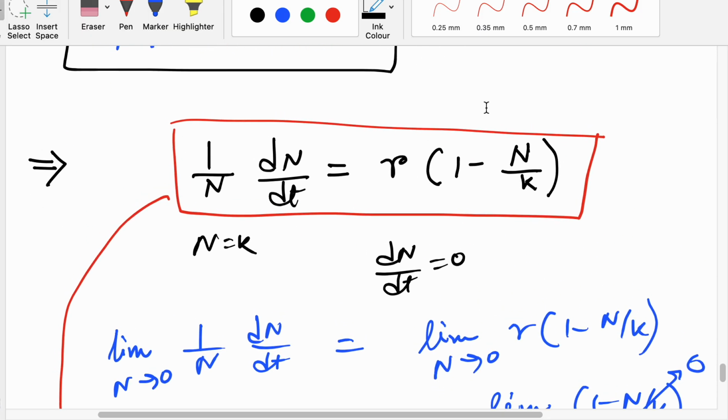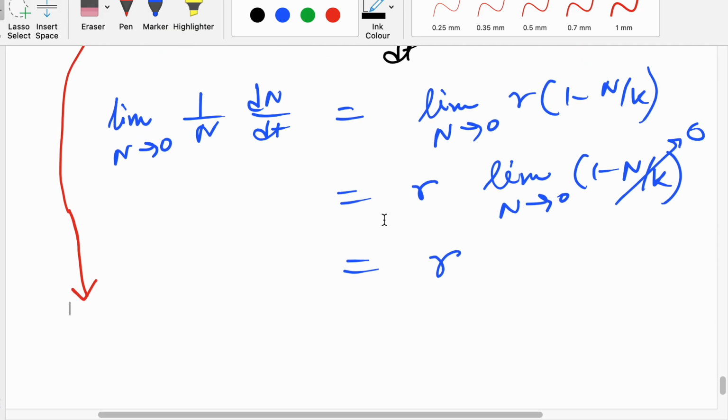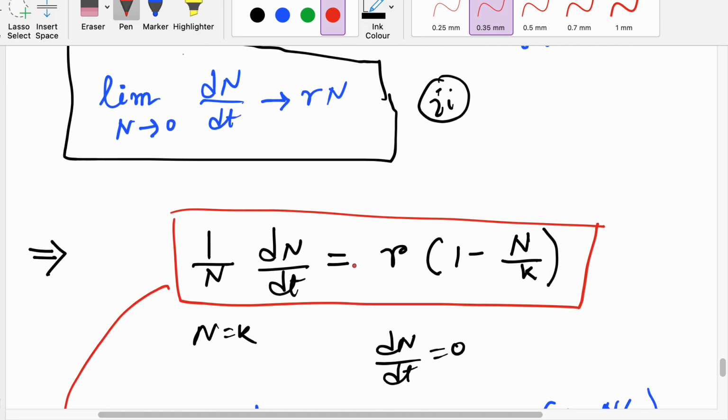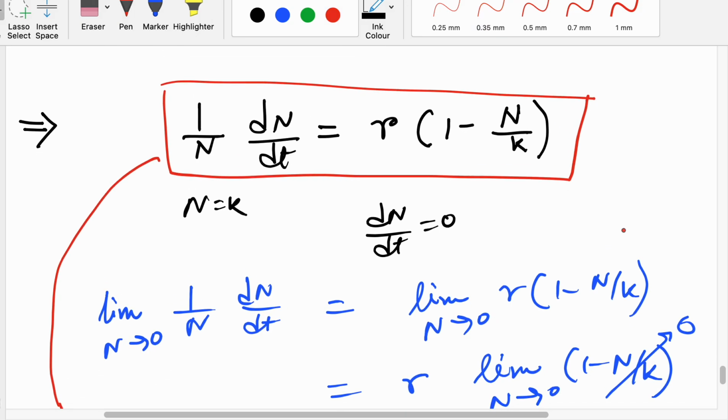So where was I? 1 by n, dn dt is r by n. As we have seen, we should mathematize our assumptions in a way that it will give the prediction. So we are successful to write a mathematical model from assumptions, that is 1 by n dn dt equals r by n. Now to solve this, it requires quite a bit of skill in solving integration, mathematical calculus.